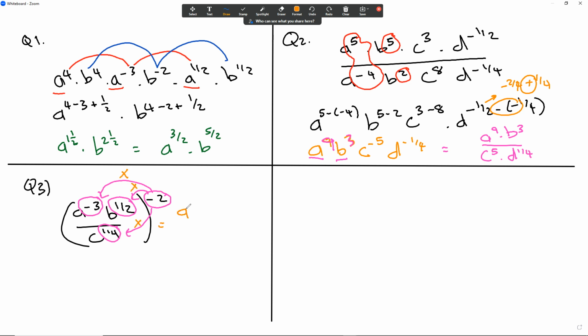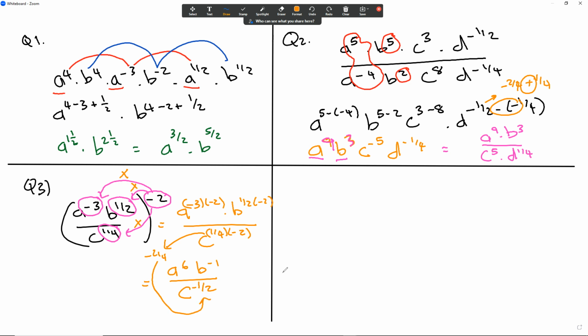So that'll become a to the power of negative 3 times negative 2, b to the power of a half times negative 2, over c to the power of a quarter times negative 2. And so that becomes a to the power of 6, b to the power of negative 1, over c to the power of negative 2 over 4, and negative 2 over 4 becomes negative a half when you simplify it.